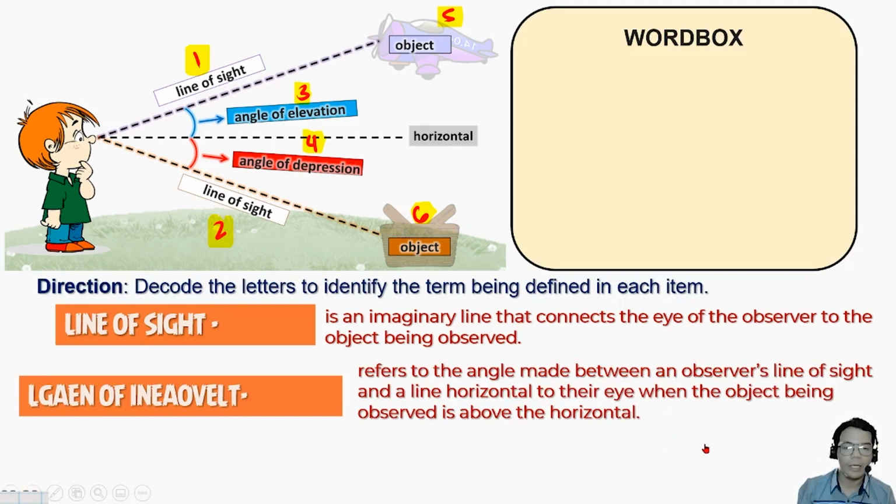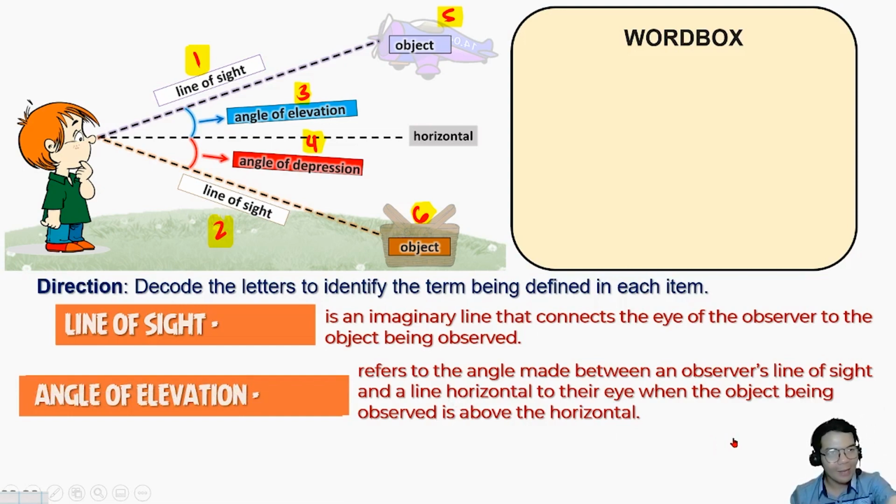It refers to the angle made between an observer's line of sight and a line horizontal to their eye when the object is being observed above the horizontal. Angle of elevation. Very good. As we said, we defined angle of elevation: with the horizontal line and the object above, the angle formed by that horizontal line and the line of sight is what we call the angle of elevation.